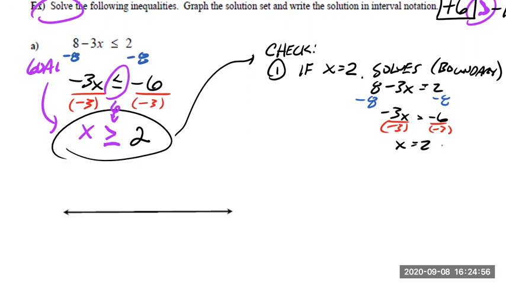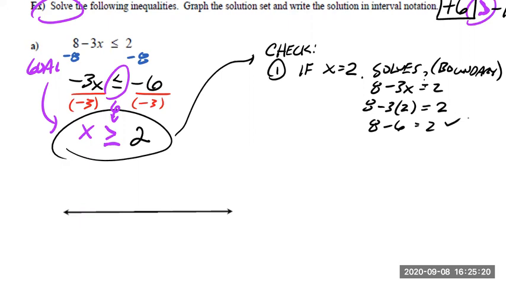So that checks, right? We could solve it again, or we could just plug the number in. If I plug the number in, I get 8 minus 3 times 2. Is that equal to 2? So we'd have 8 minus 6 equals 2, so we're good. So again, when we check a value, we just plug it into the equation and see if the left and right side are equal.